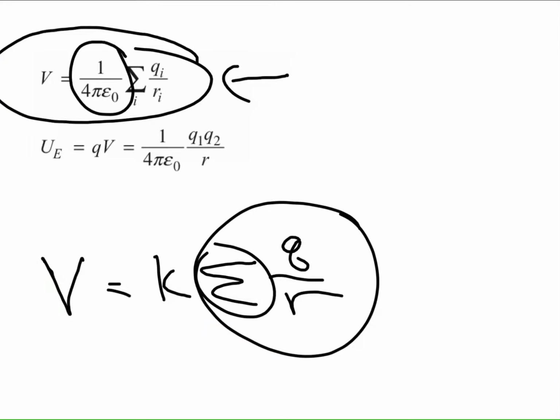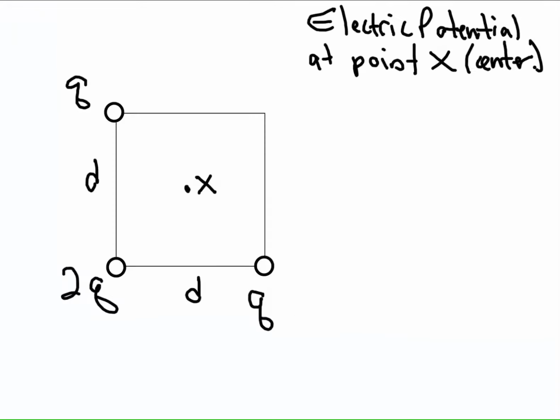All right, so let's just do a quick example. Again, I know we're running through this quick, but this is stuff that you all know already. It's just hopefully a kick in the pants reminder of how to do this. So here I have a square with sides of D. I have a point X in the center. I have Q over here, 2Q here. And the question is simply, what's the electric potential at point X, so in the center?